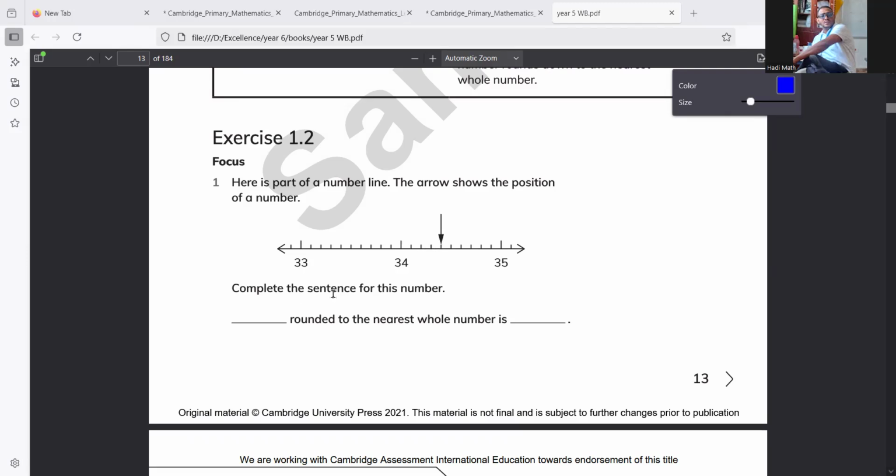So they say complete the sentence for this number. We say dash rounded to the nearest whole number is dash. We say 34.4 rounded to the nearest whole number is 34, because the number after the decimal point is 4, which is less than 5. When you round down, that means we just cancel the 4 and write 34.